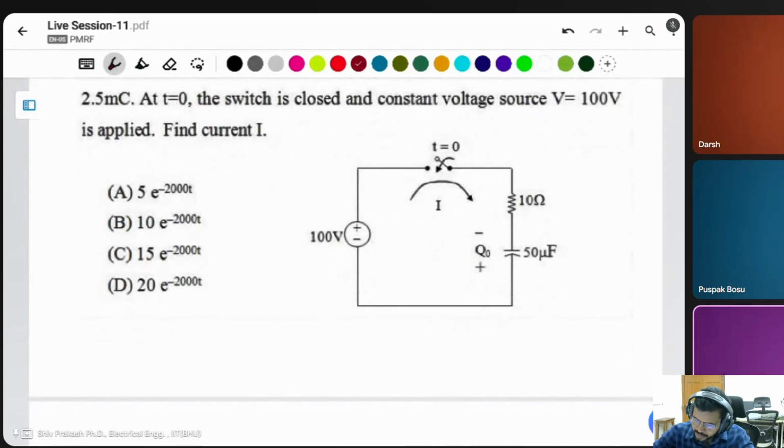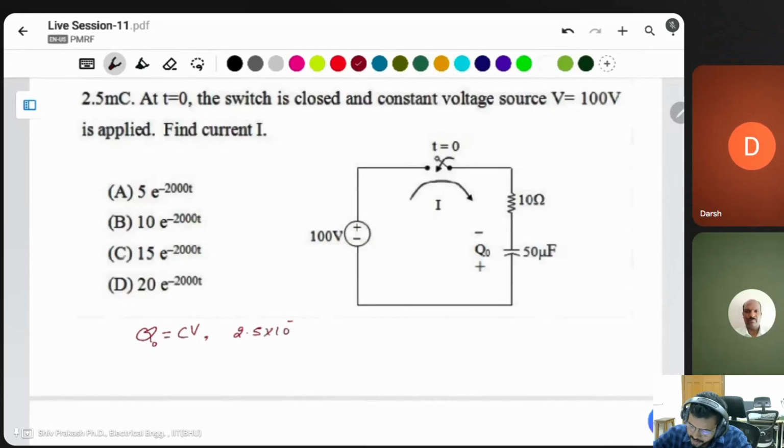In this case, you know about the charge, q naught is equal to CV. Then you can simply calculate the initial voltage from this one. Q naught is given as 2.5 millicoulomb, 2.5 into 10 to the power of minus 3, and this is equal to CV. Capacitor is 50 micro, it means 50 into 10 to the power of minus 6 into volt. Here you can calculate the voltage. You can say this will be V naught, the initial voltage of the capacitor.